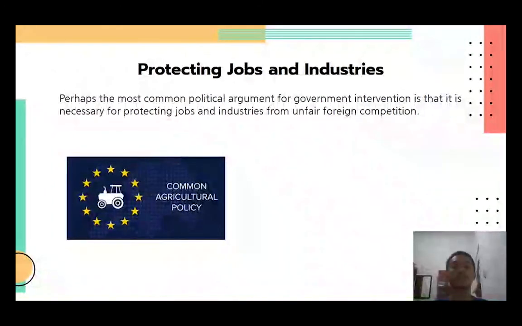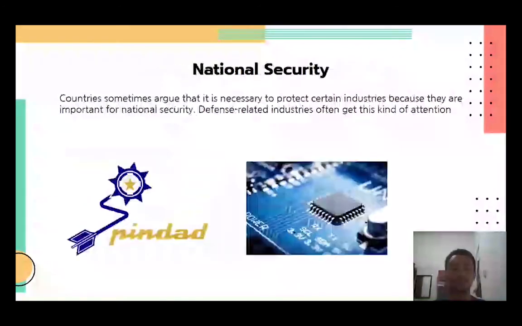Perhaps the most common political argument for government intervention is that it is necessary for protecting jobs and industry from unfair foreign competition. The example from the European Union is that they established the Common Agricultural Policy, or CAP. The CAP was designed to protect the jobs of Europe's politically powerful farmers by restricting imports and guaranteeing prices.